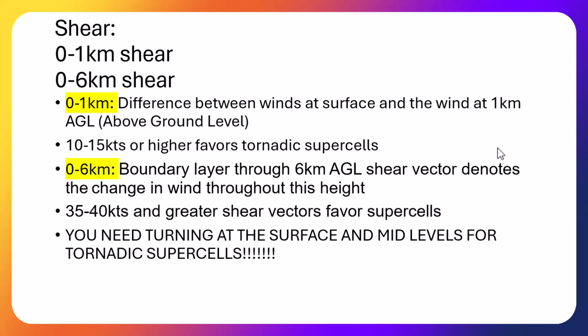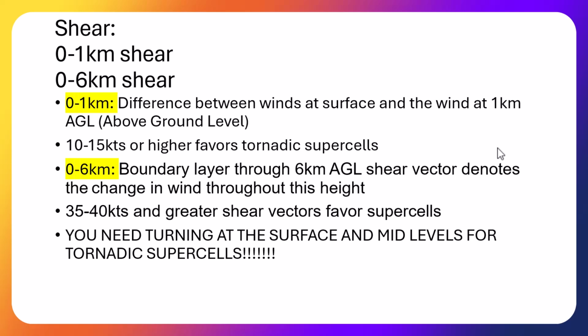Very important though is our shear. We have two types of shear: our 0 to 1 kilometer shear and our 0 to 6 kilometer shear. Our 0 to 1 is the difference between winds at the surface and the winds at 1 kilometer above ground level. Anything around 10 to 15 knots or higher favors tornadic supercells.